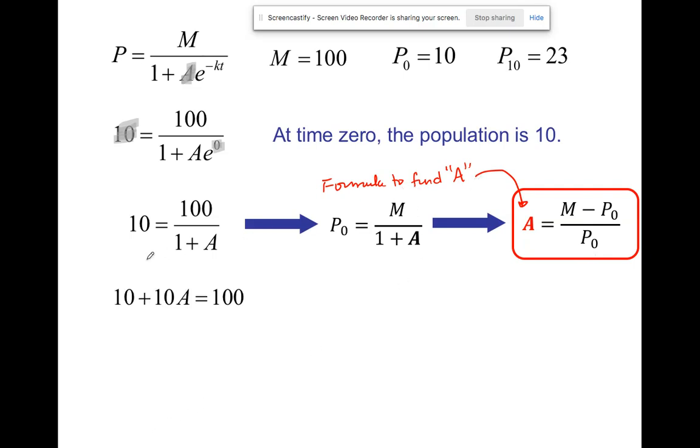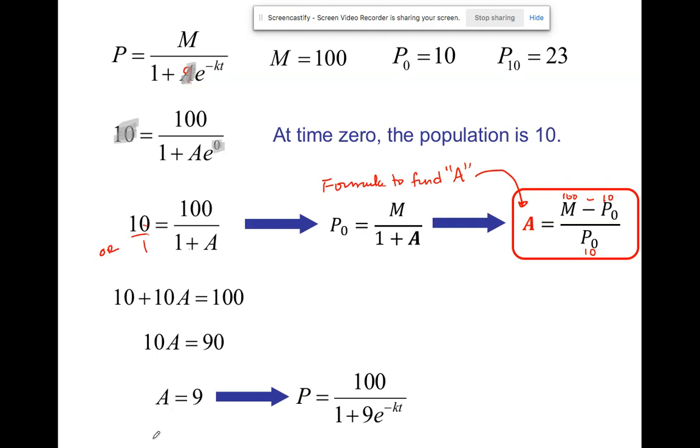You can do that, or you can just do the algebra each time. It's not that bad, right? I cross multiplied: 10 plus 10A is equal to 100. 10A is equal to 90. A is equal to 9, which is exactly what I would have gotten here, right? A is equal to 100 minus my initial population of bears divided by my initial population of bears. 100 minus 10 is 90. 90 divided by 10 is 9. This is not your initial condition, but 9 is what I'm going to put up here.